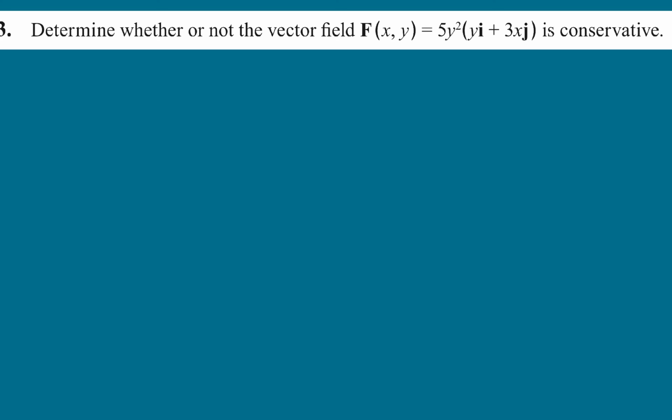What is the recipe that we have to distinguish between vector fields that are conservative and those that are not conservative? You take the x component of the vector field, you take the y component of the vector field, and you do the partial derivative of the x component with respect to y. And you do the partial derivative of the y component with respect to x. If these are equal, you are done. The vector field is conservative. If not, it's not conservative.